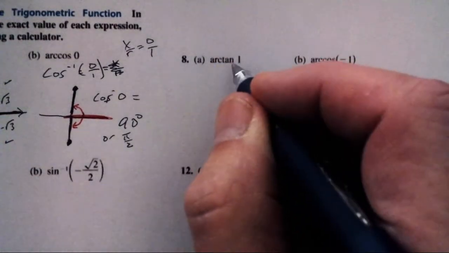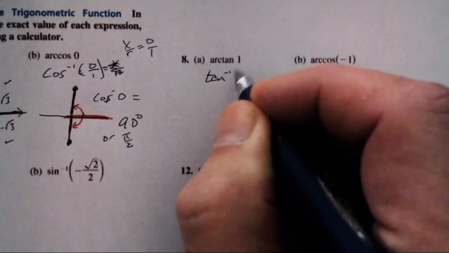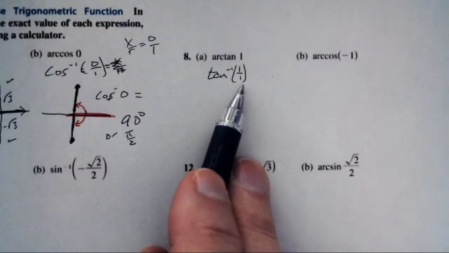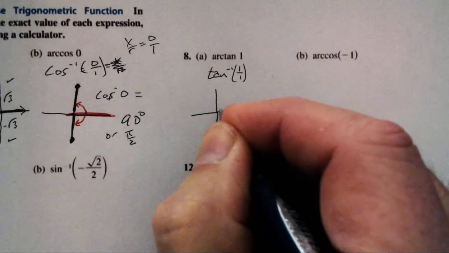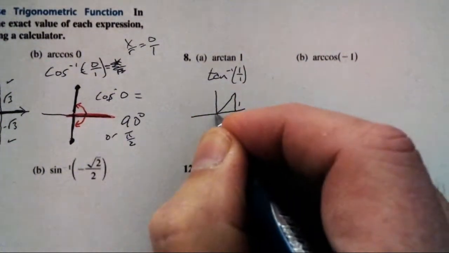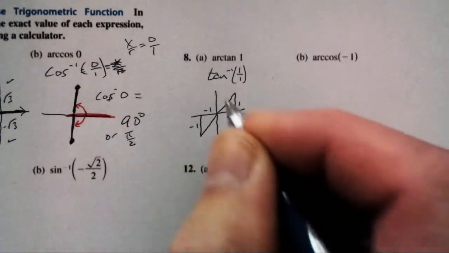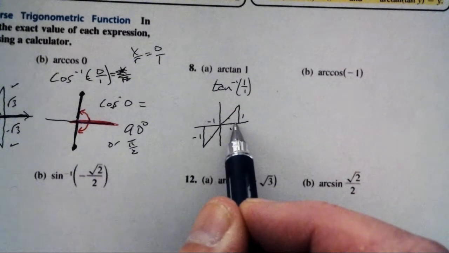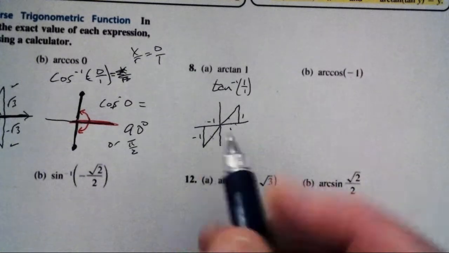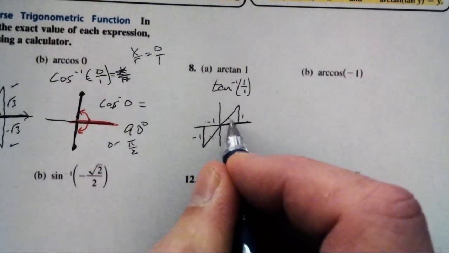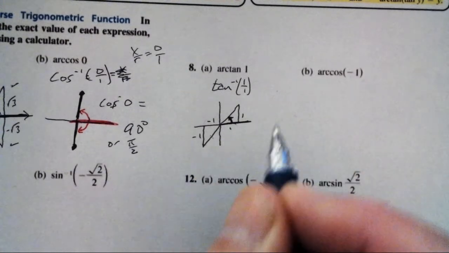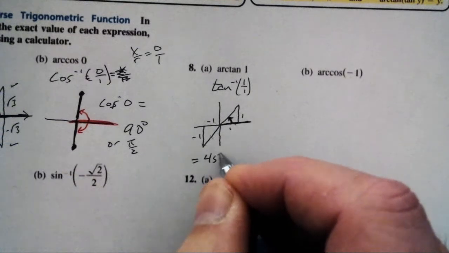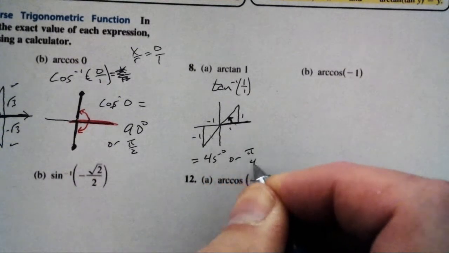Tangent. This is tangent inverse. I'm going to make this 1 on 1. Now, tangent is in ratio 1 to 1, of course here, 45 degrees, but also here. So our choices are 45 degrees, 225 degrees, maybe negative 135 degrees, but we stay close to 0, and this is the closest to 0. Doesn't even matter that it's positive, it's the closest to 0. So we would just say this is equal to 45 degrees or pi on 4.